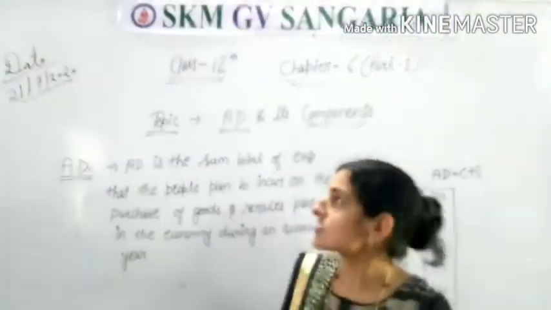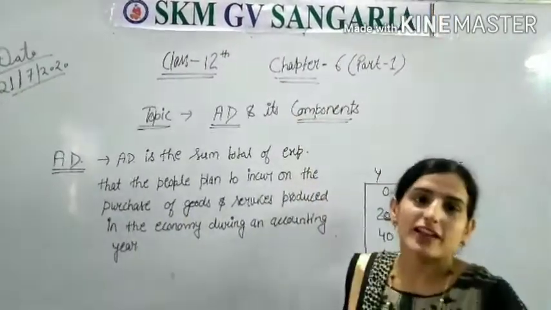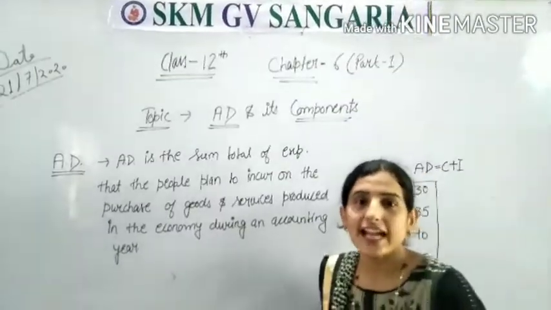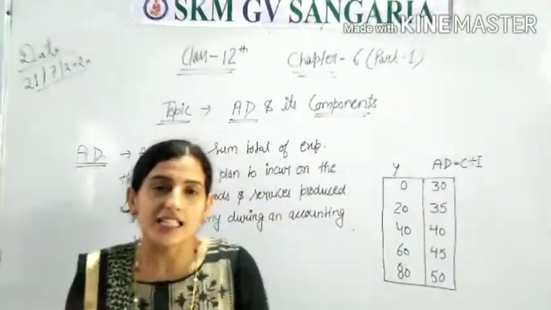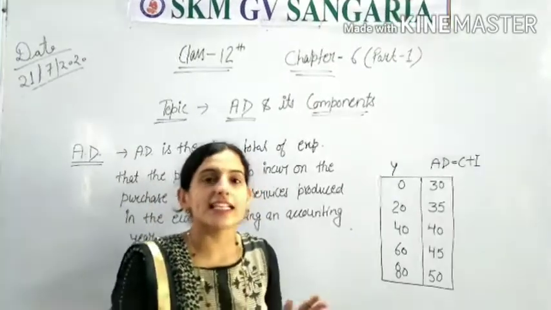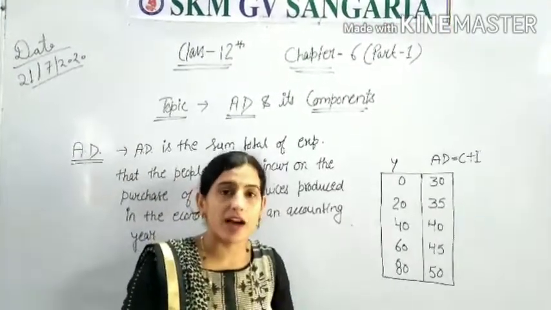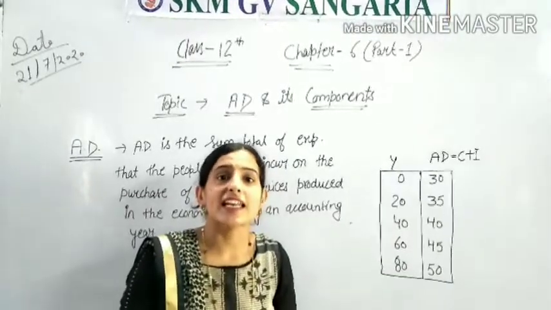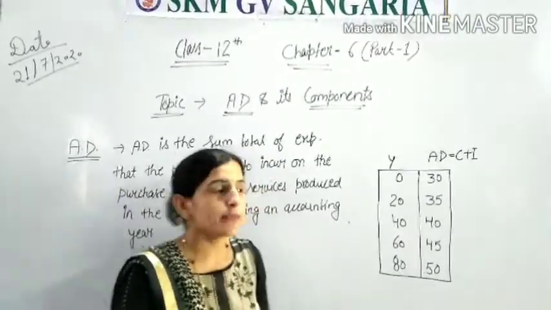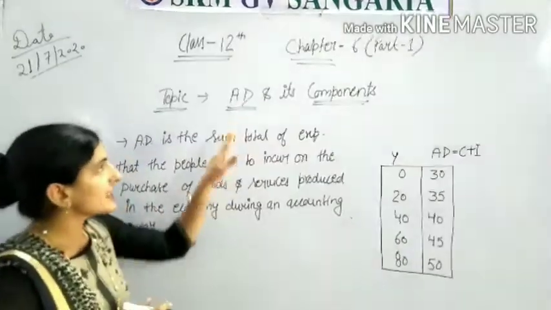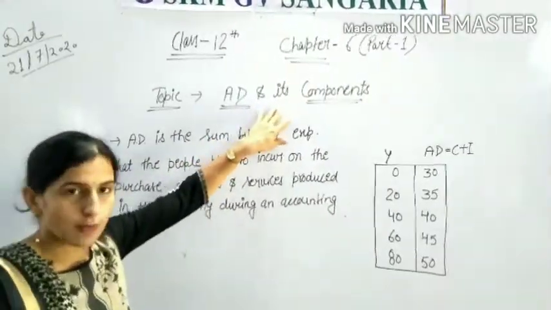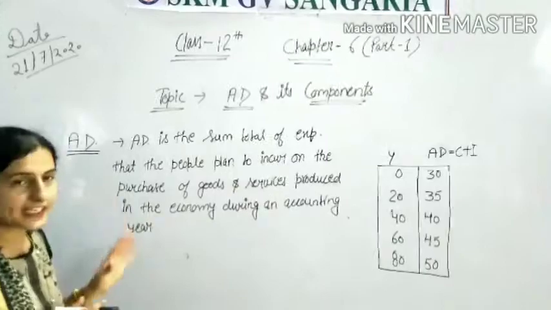Today we are going to start chapter 6 of your macroeconomics, that is AD and its components. As we also discussed earlier, in macroeconomics we take aggregates like aggregate demand, aggregate supply, aggregate income, etc. So we will study aggregate demand and its components. So what is aggregate demand?